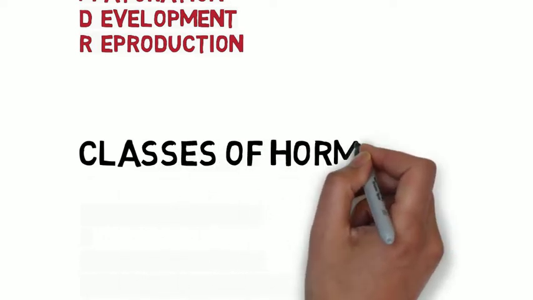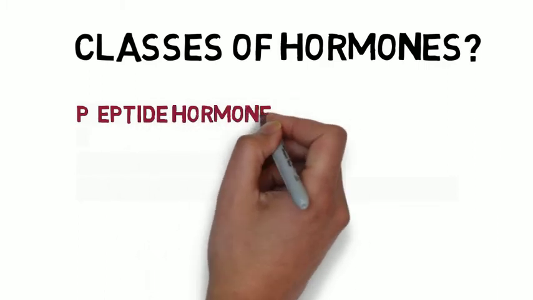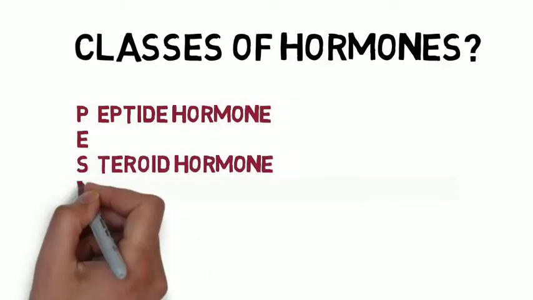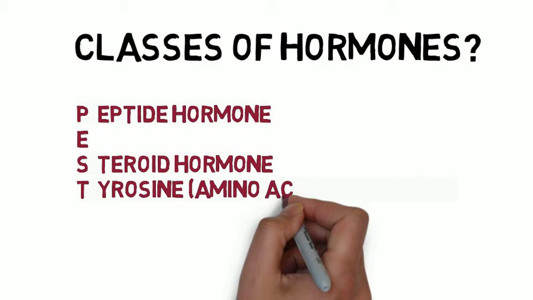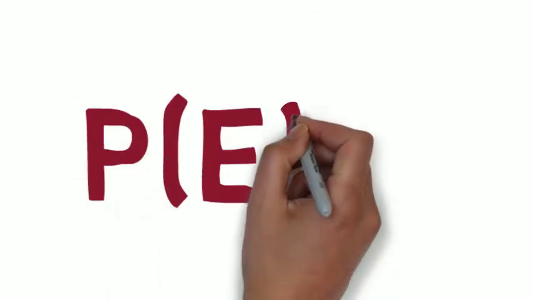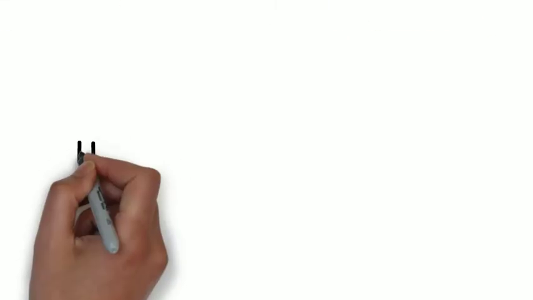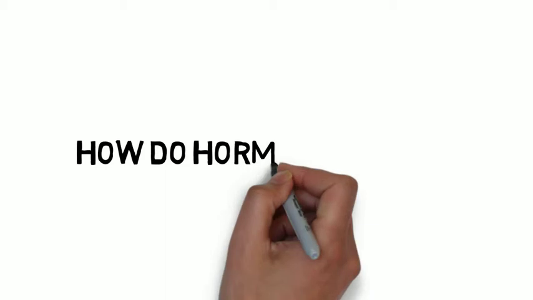What about classes of hormones? When it comes to classes of hormones, there are three main categories, but this is not exhaustive. You have peptide hormones, steroid hormones, and tyrosine or amino acid derivatives. Tyrosine is an amino acid, so it should remind you of that. Use the mnemonic PEST, which is not the best, but it's a mnemonic.